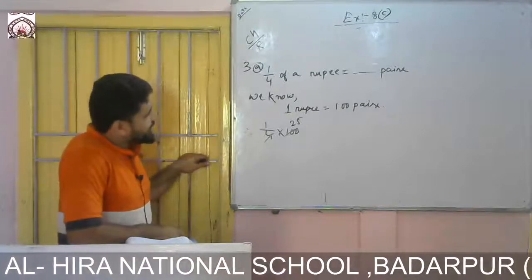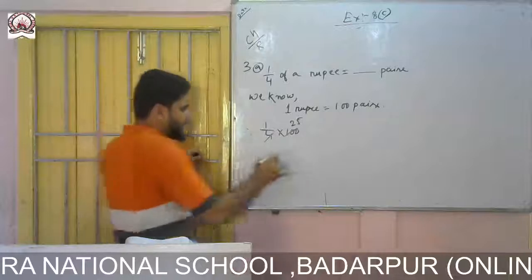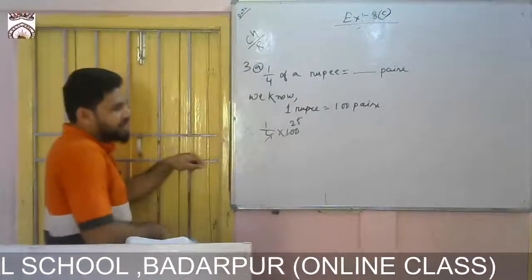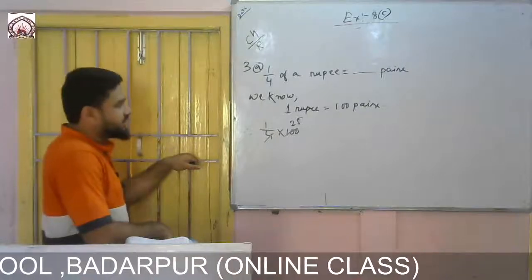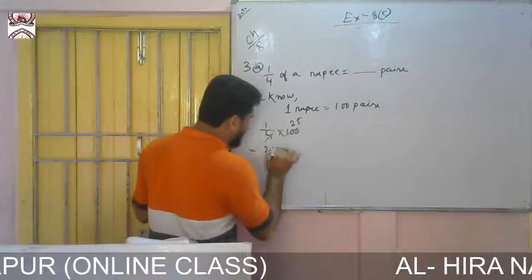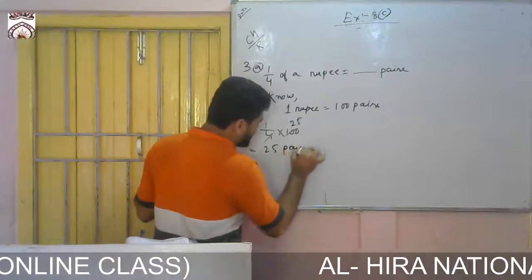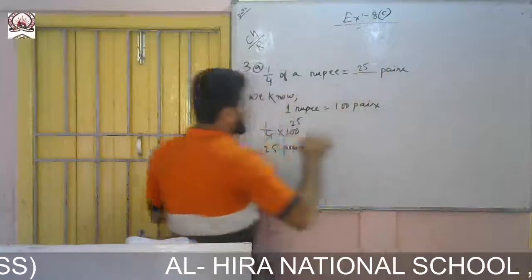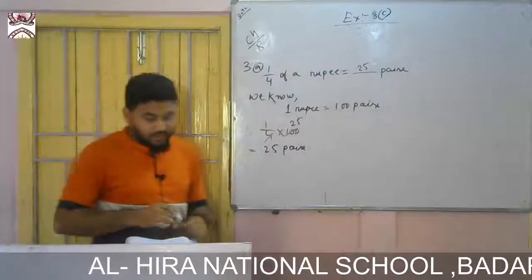So 1/4 of a rupee means 25 paise. That means 25 makes 50, and again 25 makes 50, 50 plus 50 is 100. So 1/4 means 25 paise. So here 25 will be there.